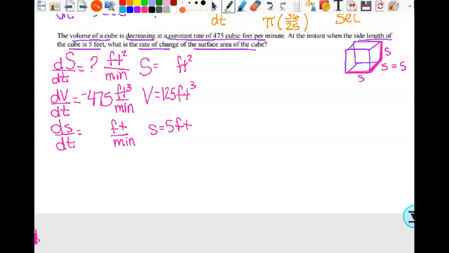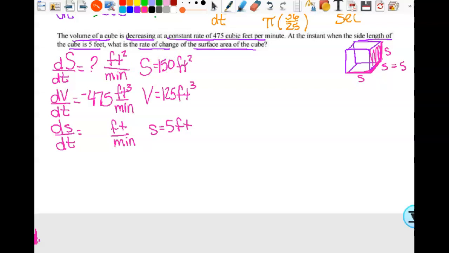Surface area, well, the area of one of the squares is s squared, or in this particular case, 25. How many squares do I have? 6. 6 times 25. You have 6 quarters. How much money you got? 150. Okay. Think in terms of quarters. If you can think in terms of money, you're good.